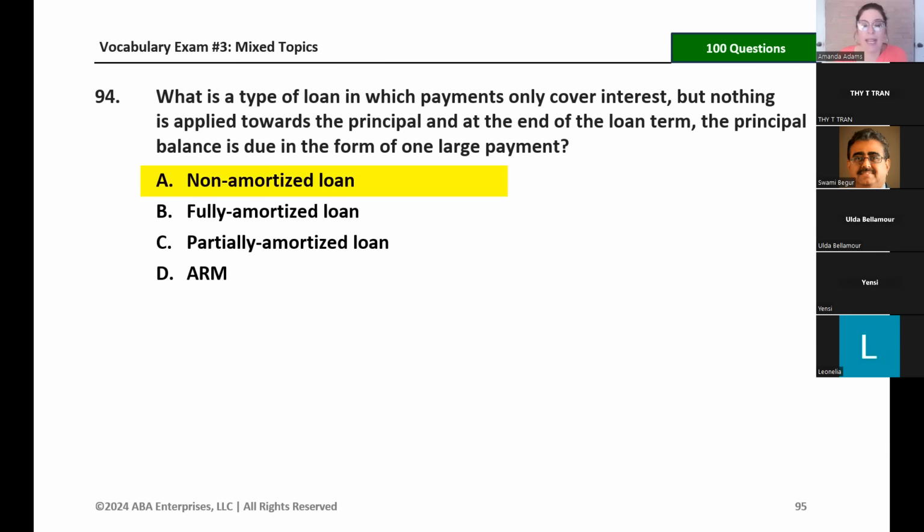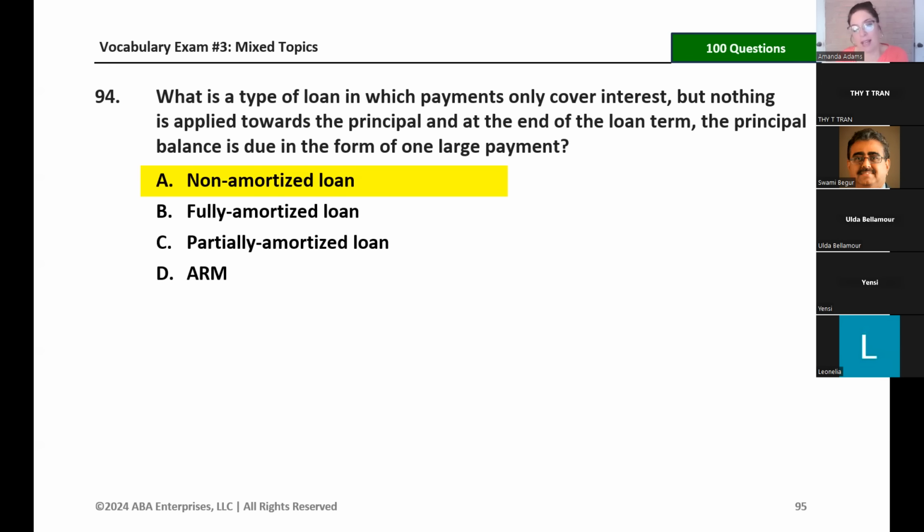That is a non-amortized loan. That's also called interest only. Interest only loans normally have high interest rates. Can y'all give me an example of an interest only loan that we've talked about before? Not a HELOC, Ashley. A HELOC is a home equity line of credit, and HELOCs have collateral underneath them. You have another example?